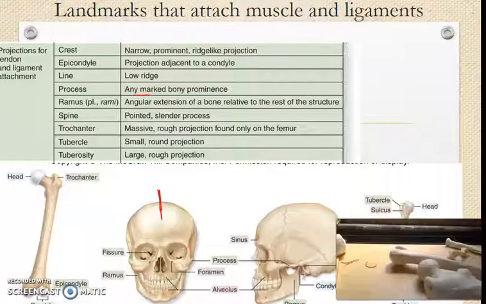And the good news is, besides the epicondyle being rounded by a condyle and the process being a bony prominence sticking out of a bone, I am not going to worry about the trochanters, tubercles, or tuberosities.